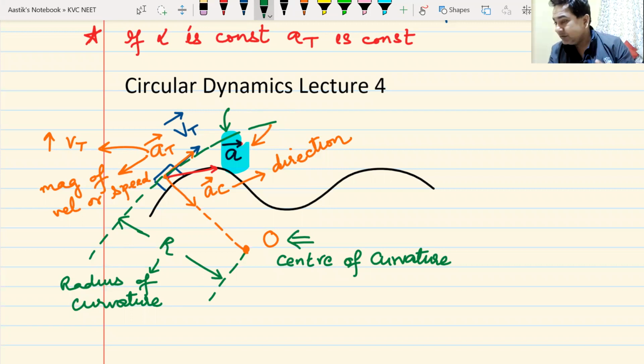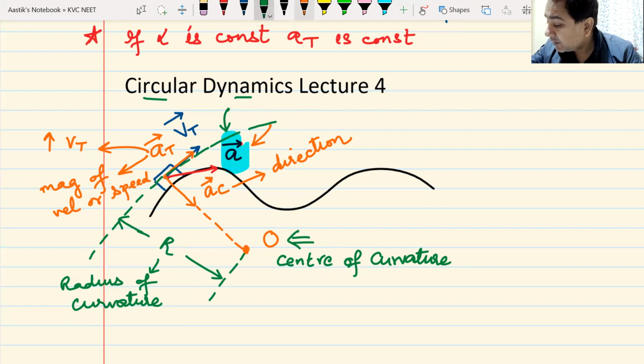So what I want to tell you here is that even though we are specifically studying circular dynamics, and in this circular dynamics, we might not encounter a question where the particle is moving on a zigzag path, even if it is moving on a zigzag path, the concept remains same. It is exactly same as what we have understood so far.